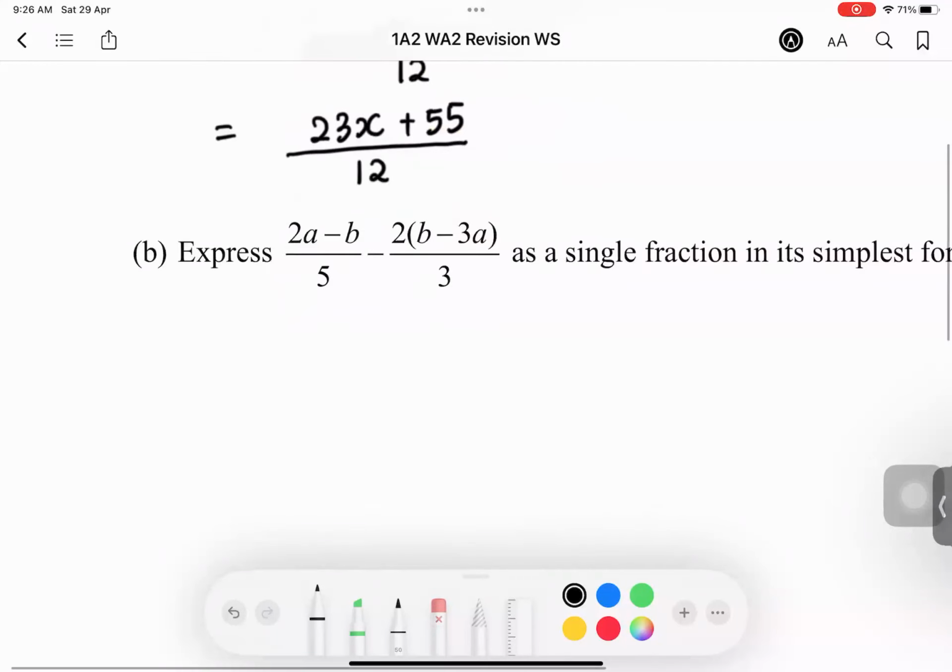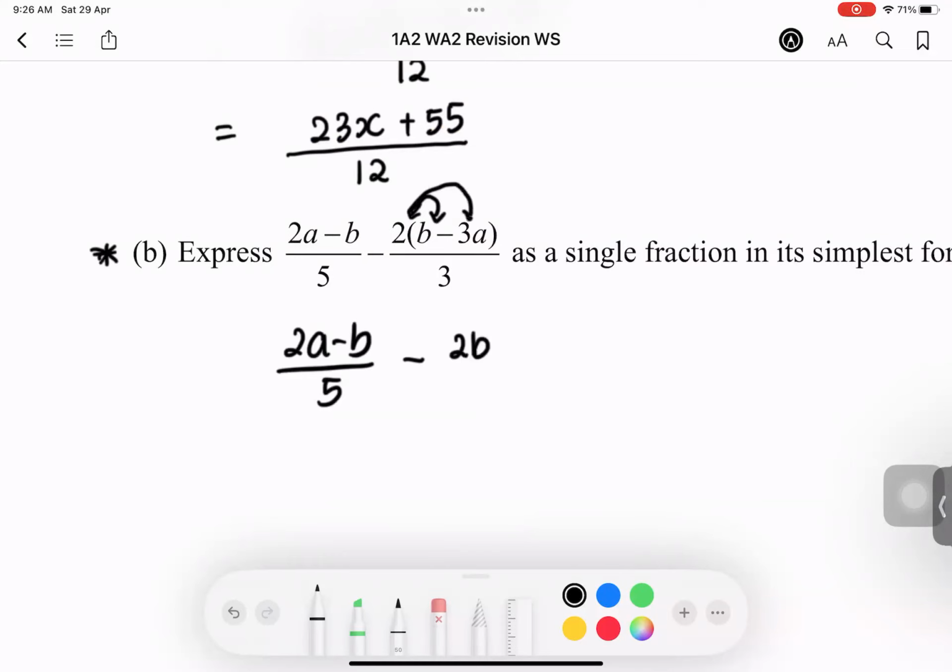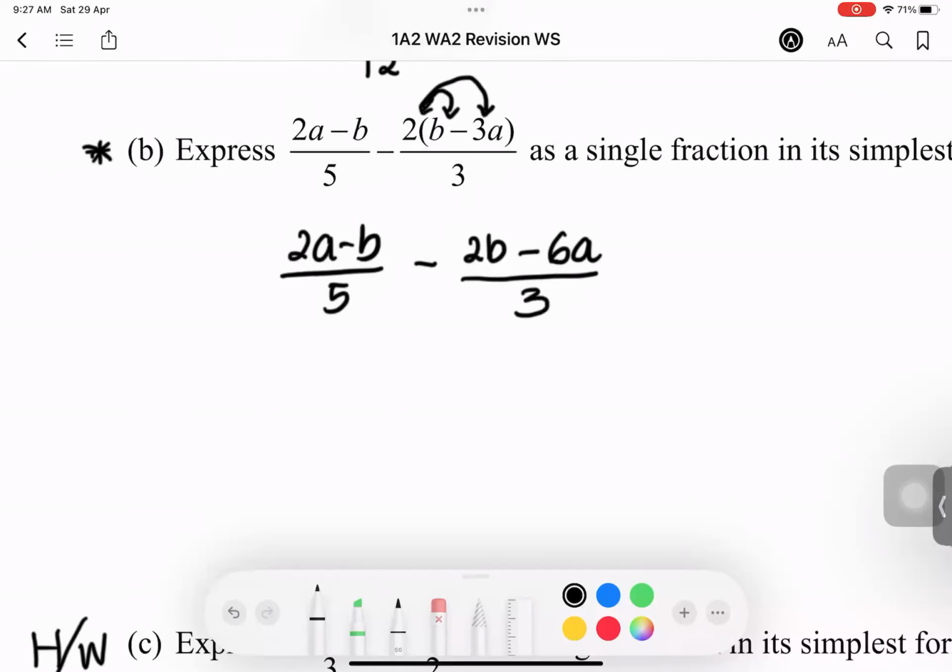Part B is the question that teachers would like to make our life difficult for us. They give us extra brackets over here. Now, some of you like to do it this way. Some of you like to multiply first. So 2 times B gives me 2B. 2 times 3 gives me minus 6A over 3. So we have a first bracket, we multiply inside first. Remember, you must multiply to both of them. Now I'm going to make this the same denominator.